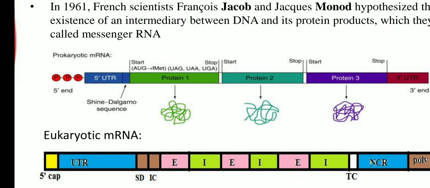the UTR region, which will not get translated into proteins later. The UTR is followed by the Shine-Dalgarno sequence. The Shine-Dalgarno sequence is where the ribosome is going to come and get attached during protein synthesis. After the Shine-Dalgarno sequence, we have the initiation codon region. We also call it a start codon, which is made up of 3 nucleotides. 3 nucleotides will code for one amino acid.